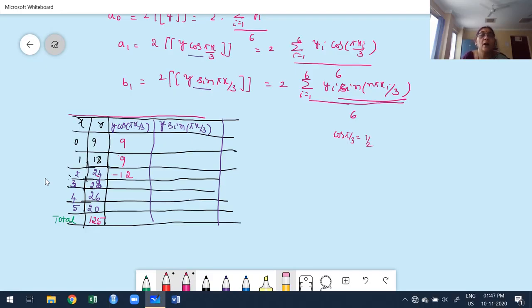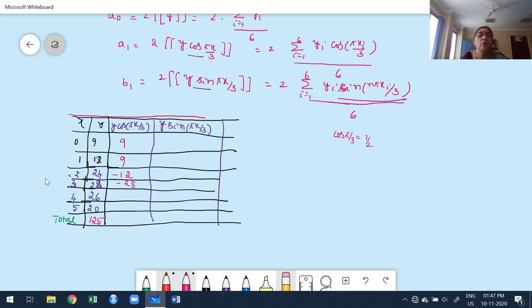Next, x is equal to 3, not 4, 3. X is equal to 3, cos pi. Cos pi is minus 1, and the corresponding y is 28, so we get minus 28.